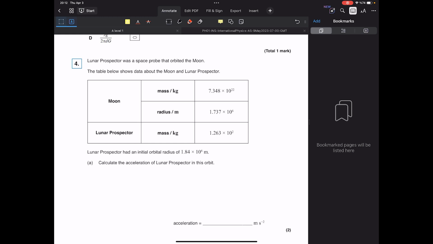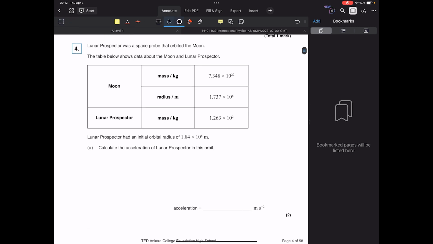All right, here's another question. We're given details about a moon and a lunar prospector that is, I think, orbiting the moon. It has an orbit radius of that, and we need to calculate the acceleration of the orbit. In orbit, the acceleration is equal to the centripetal acceleration, which is going to be equal to GM over r squared. So the gravitational field strength.